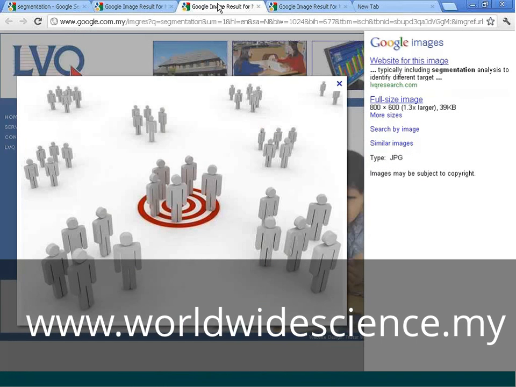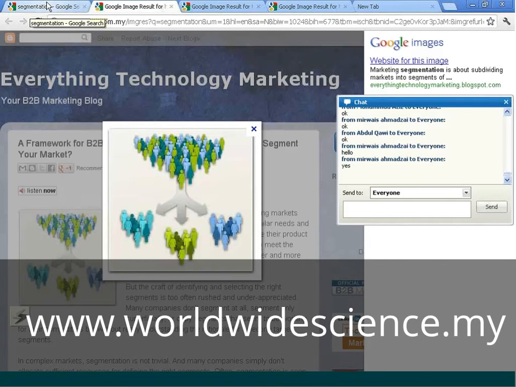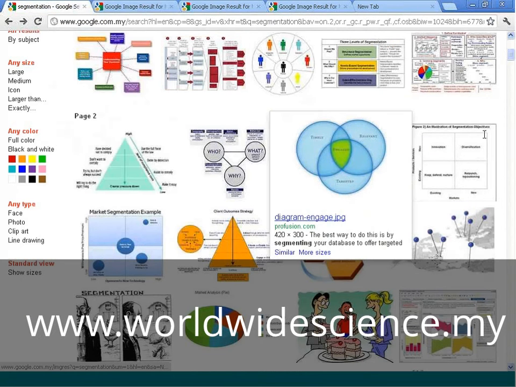You can see the changed pictures, and you can see all different pictures. Okay, these pictures are good figures for showing the segmentation. What is segmentation?